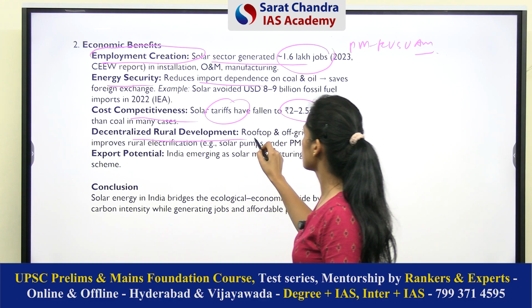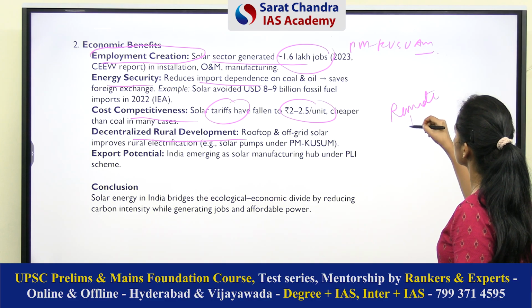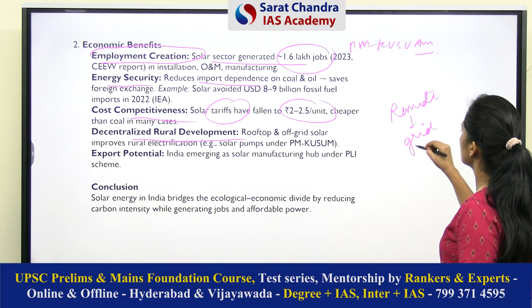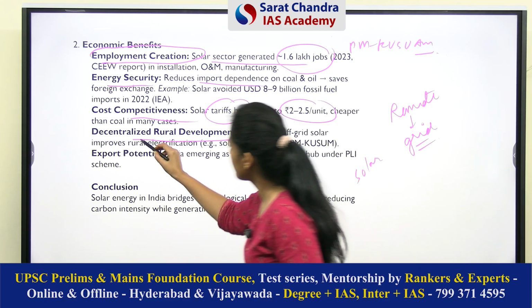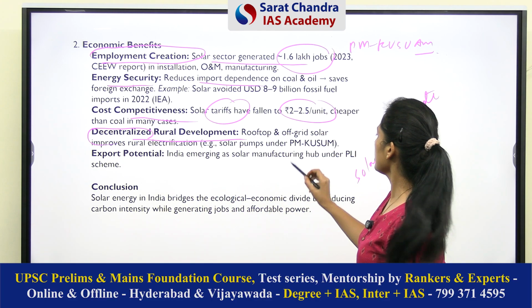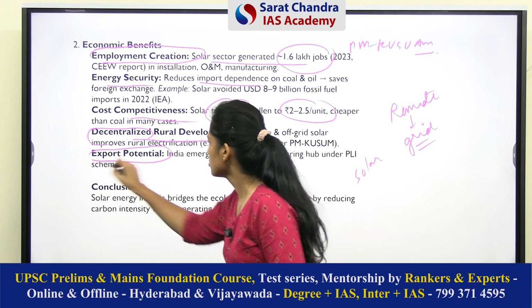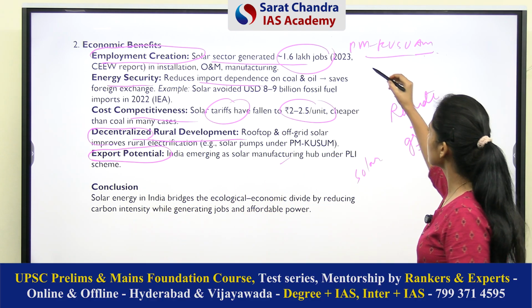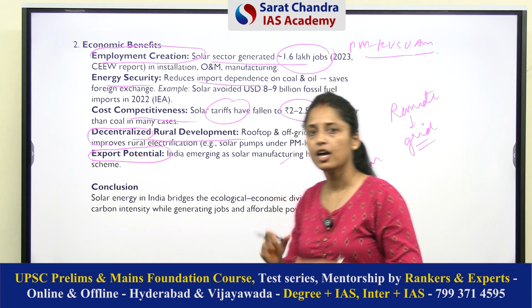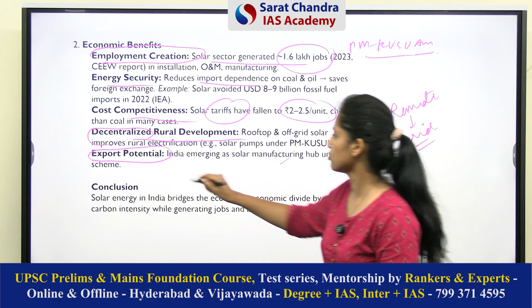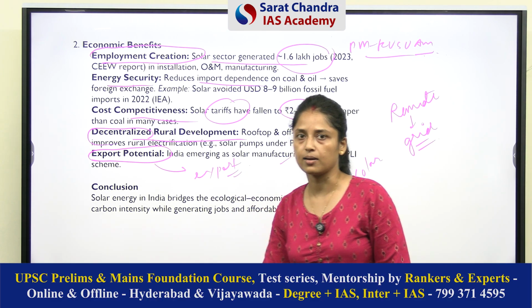Coming to decentralized rural development, there are many remote areas in India which cannot be connected with the central grid. So if you have this system of solar power generation, you can set up decentralized solar power plants. So it will ensure rural electrification. Now, coming to the export potential. As we discussed about the Kusum scheme, farmers are incentivized to set up solar power plants on unused land. If they have extra energy, they can easily export it, and they can increase their income.